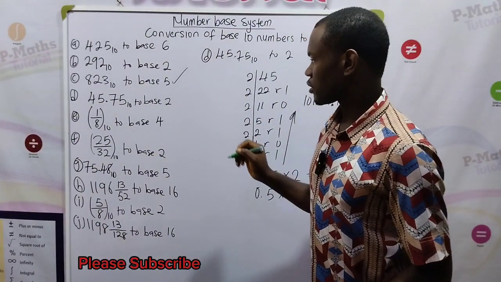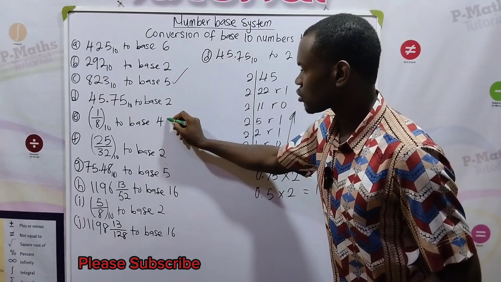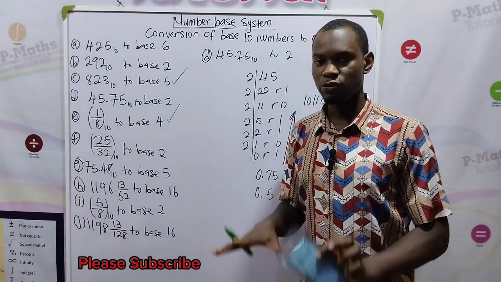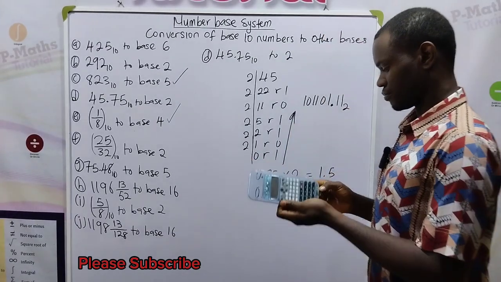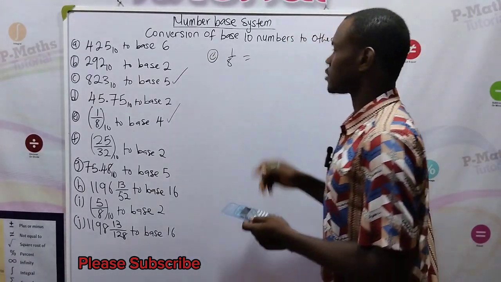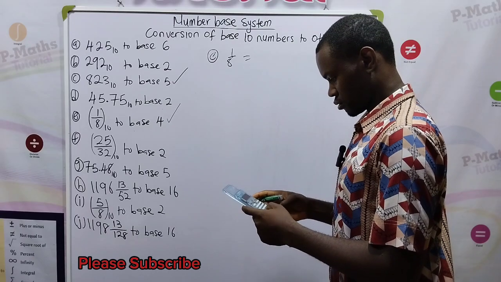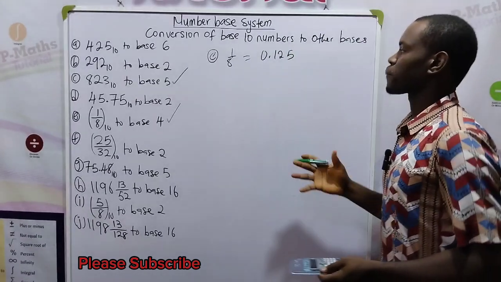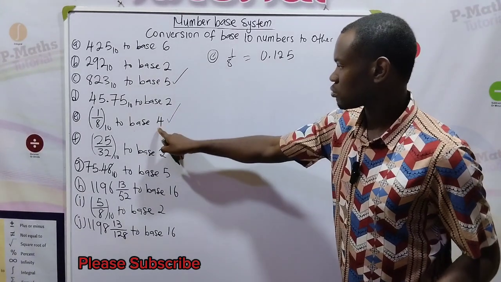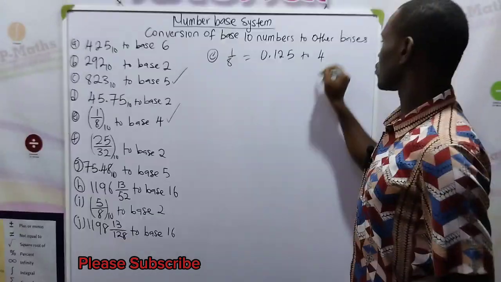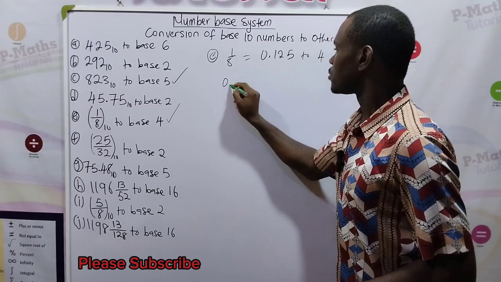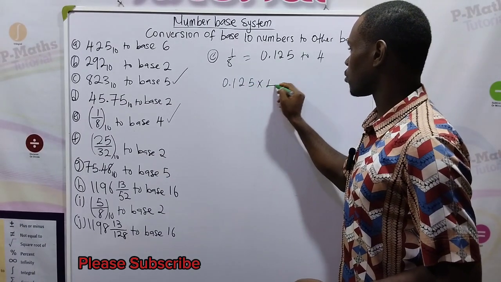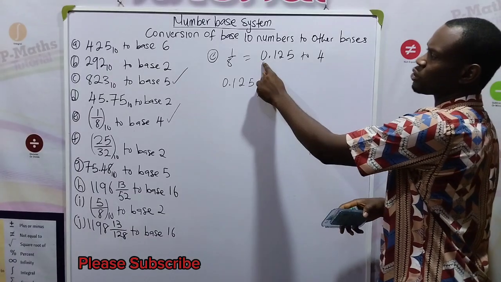Okay, so let me solve another one that has to do with fraction. Of course, this is also a fraction, because before we solve this one, we have to simplify it to a decimal fraction first. So let's solve that. Now, 1 over 8 is same as 0.125. All right, and we are converting it to base 4. Okay, so what we do is to multiply 0.125 times 4.